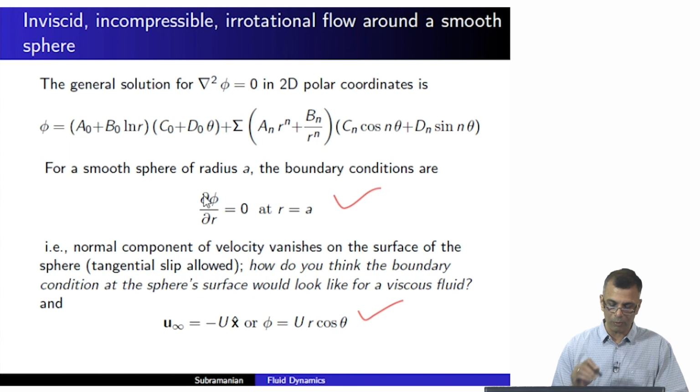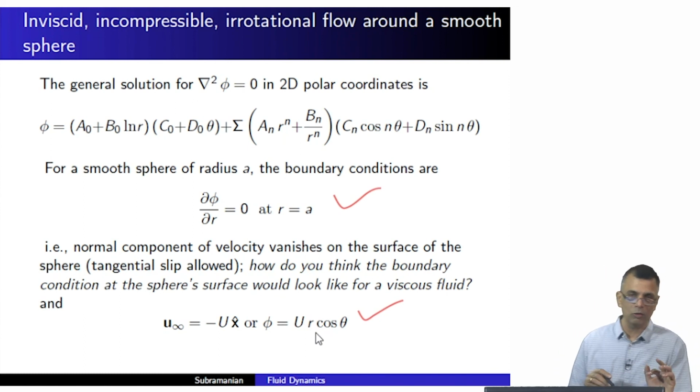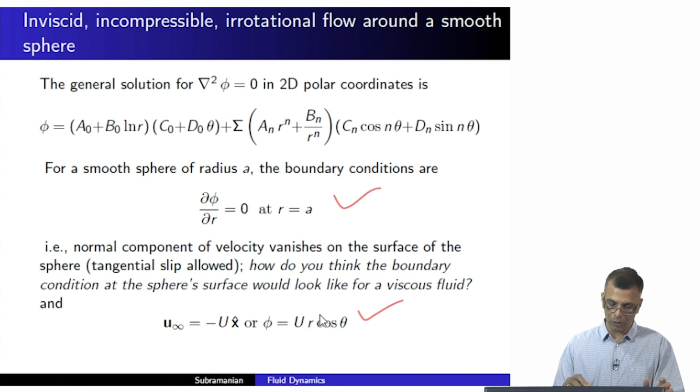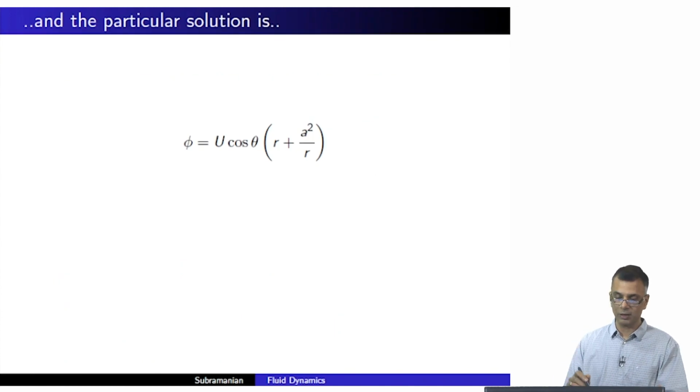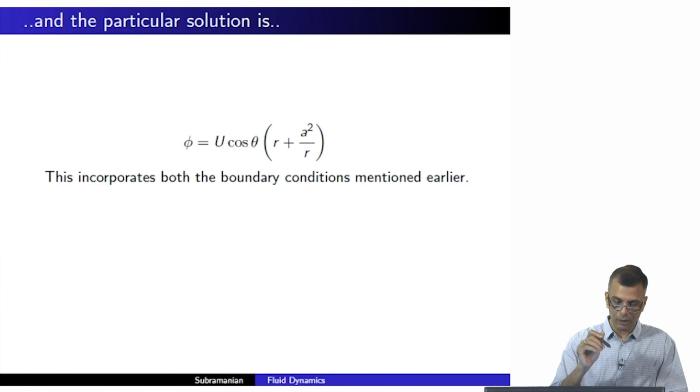I think that's called the Neumann boundary condition. This is called a Dirichlet boundary condition, unless I've got them mixed up. At any rate, this is a mixed condition. You either have two Dirichlet, two Neumann, or a mixed. Here is a boundary condition on the variable itself, and here is a boundary condition on the derivative of the variable, normal derivative, to be specific. Both of these you apply to this particular solution, like I explained a moment ago, and the particular solution is this. This incorporates both the boundary conditions mentioned earlier.